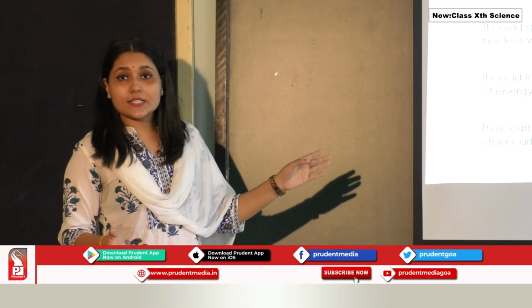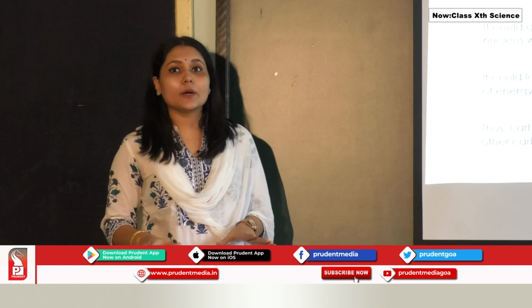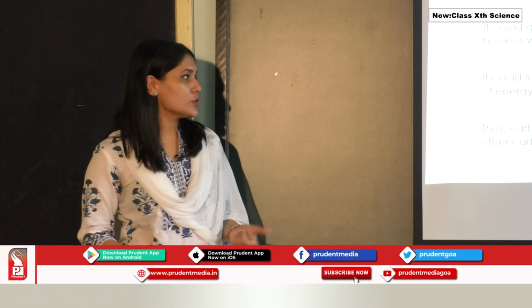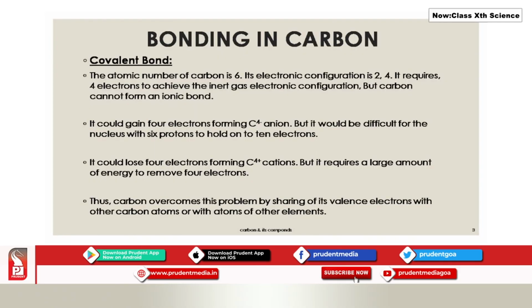The second reason is that the carbon could lose 4 electrons to form a cation, but in order to remove those 4 electrons from the outermost shell of carbon, an immense amount of energy has to be supplied. So it would require a large amount of energy to remove those 4 electrons. Hence carbon cannot form an ionic bond. So how does it form a bond? This problem of forming a bond is overcome by sharing its valence electrons with other carbon atoms or with atoms of other elements.